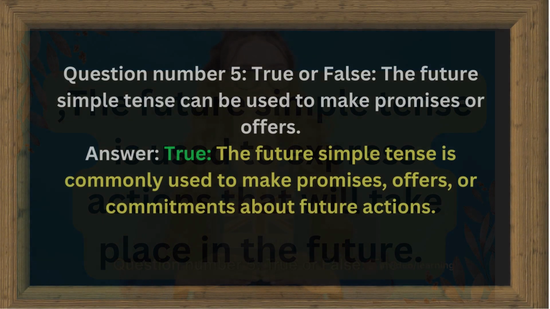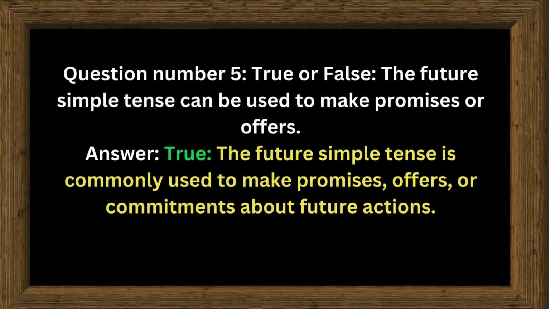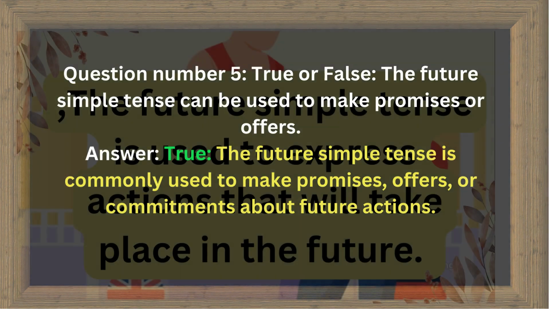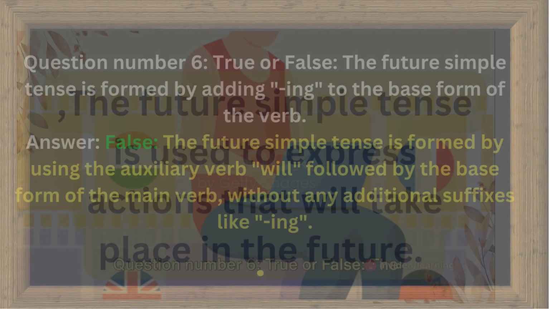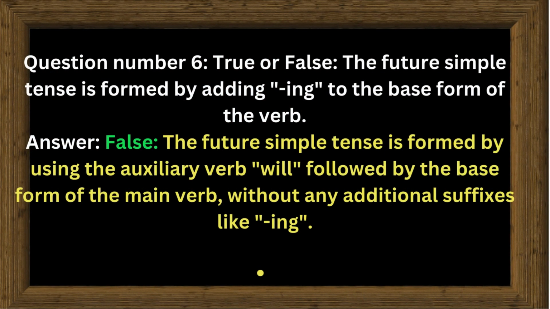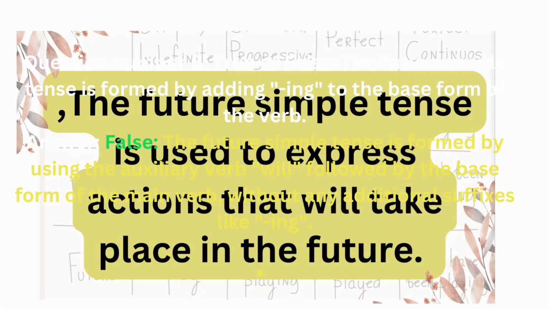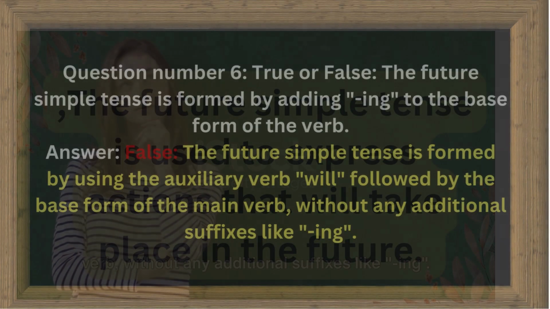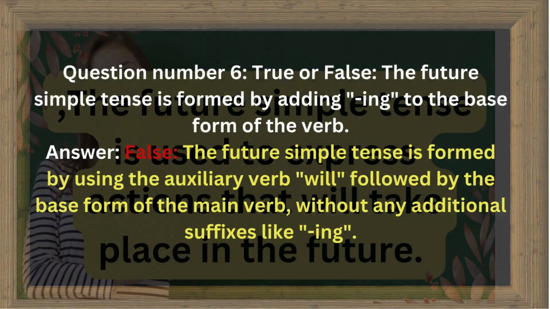Question number 5. True or false? The future simple tense can be used to make promises or offers. Answer. True. The future simple tense is commonly used to make promises, offers, or commitments about future actions. Question number 6. True or false? The future simple tense is formed by adding ing to the base form of the verb. Answer. False. The future simple tense is formed by using the auxiliary verb will, followed by the base form of the main verb without any additional suffixes like ing.